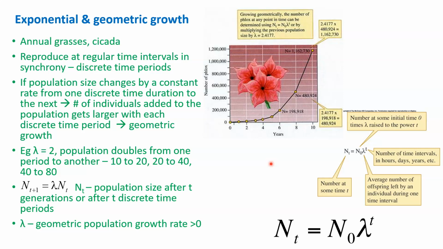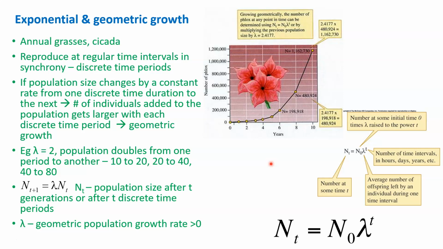So what kind of actual natural populations follow exponential or geometric growth? Well, annual grasses and cicadas are two examples, right? Because they actually only reproduce once. These adult plants, these adult cicadas only reproduce once in their life cycle. And after the reproduction, they die. So what they do is they reproduce as a population.